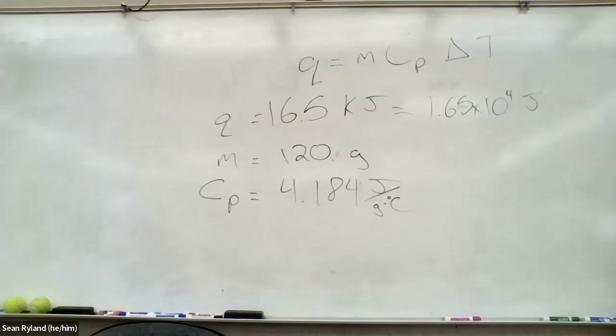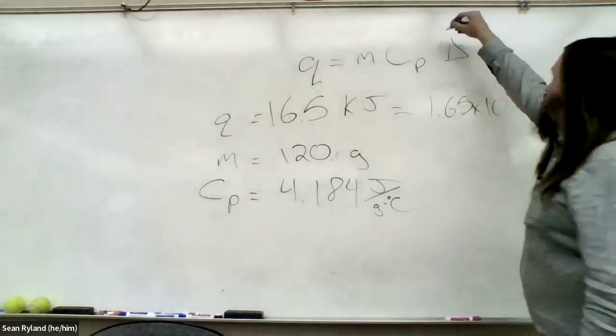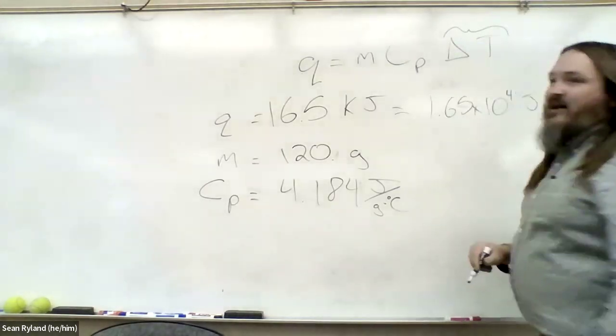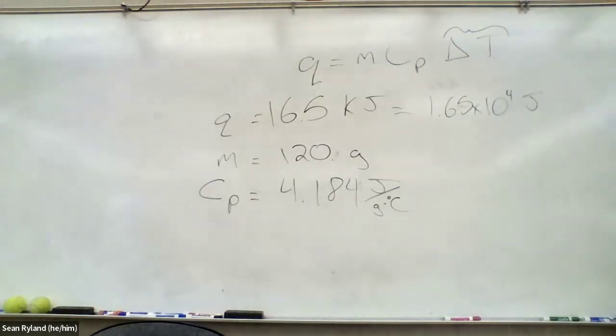Plug everything in, solve for delta T. Even though it's 2 letters, we're going to solve for that as 1 variable. Right, so delta T equals 1.65 times 10 to the 4 joules over 120 grams times 4.184 joules per gram degree Celsius.